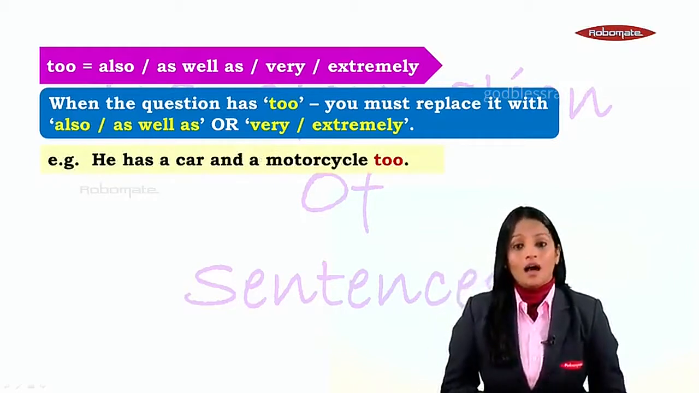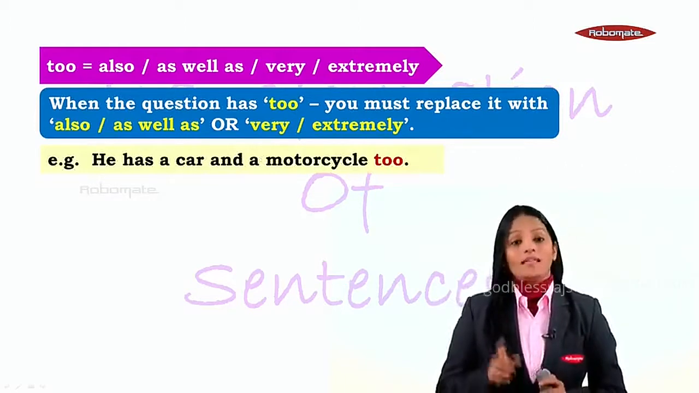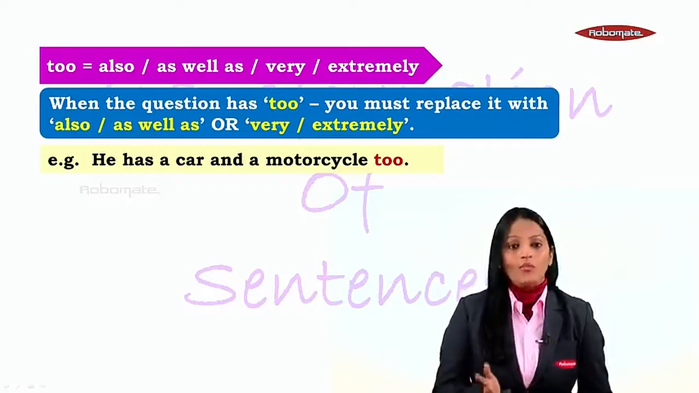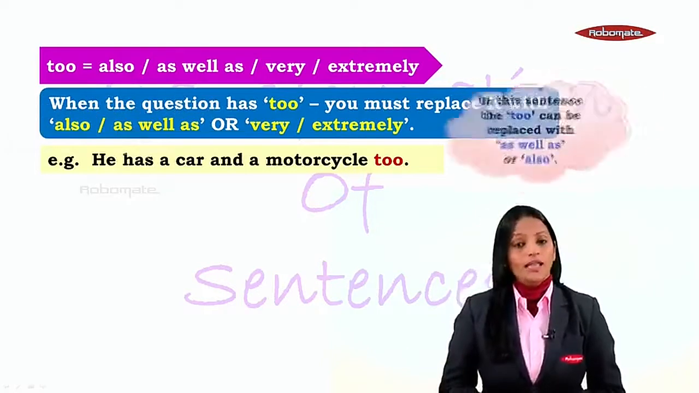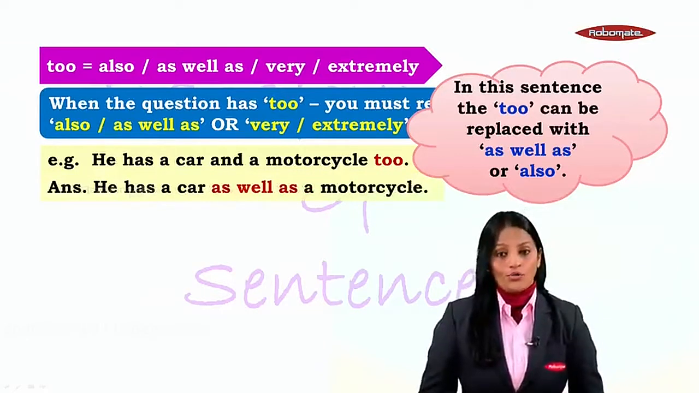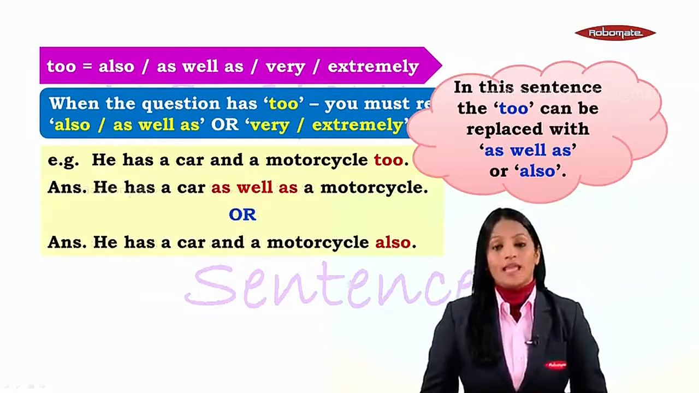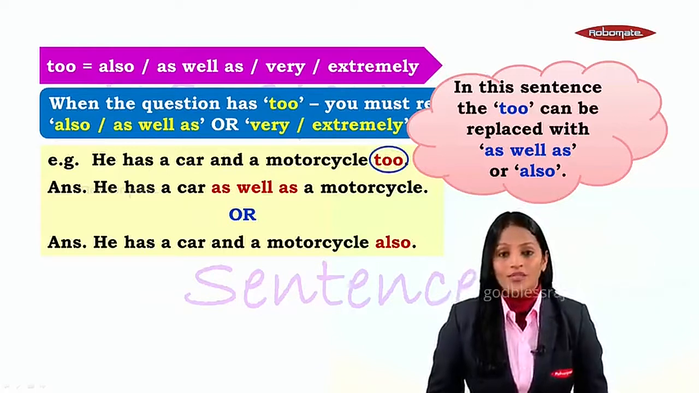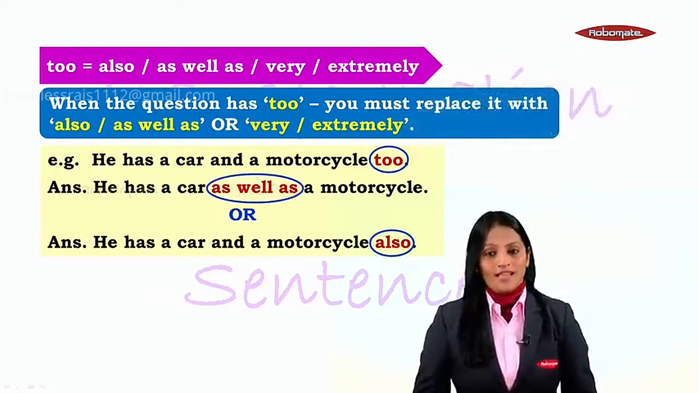See here, he has a car and a motorcycle too. What does this mean? We are saying that he has a car and he also has a motorcycle. So very easy. We know we have to use the option also or as well as. Both will do here. Let's take a look at it. So "too" can be replaced with as well as or also. He has a car as well as a motorcycle, or we can say he has a car and a motorcycle also. We have replaced the "too" with as well as or also. Both the options are correct.